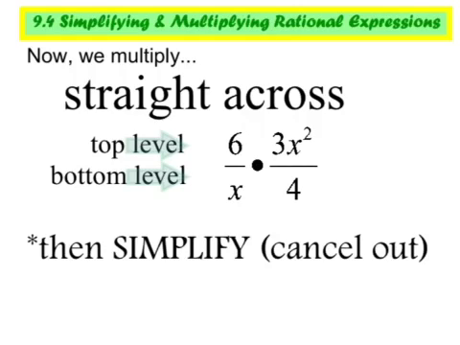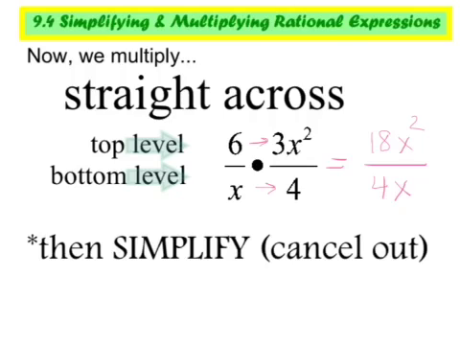So now let's talk about multiplying. When we multiply fractions, we want to remember that we multiply straight across. So for example, I'm going to multiply 6 times 3x squared, and I'm going to get 18x squared. And on the bottom, I'll have 4x. We always multiply straight across.